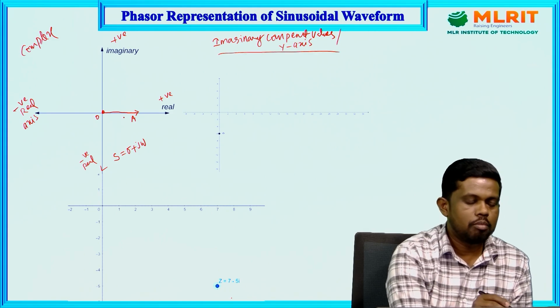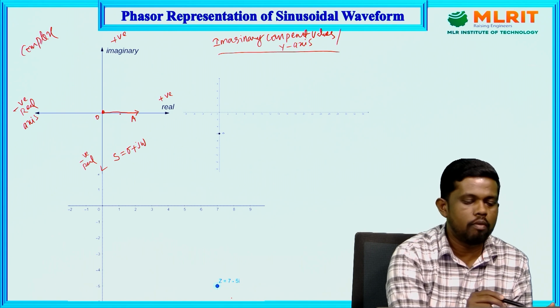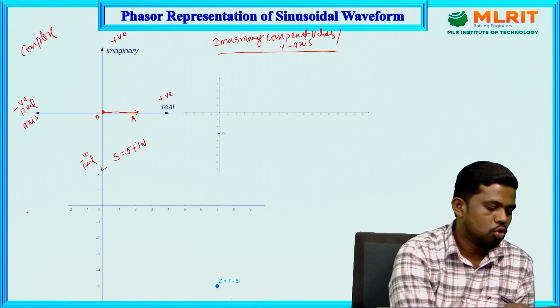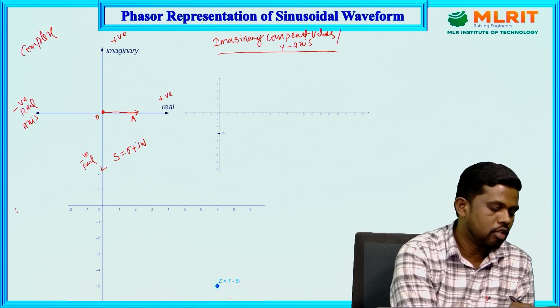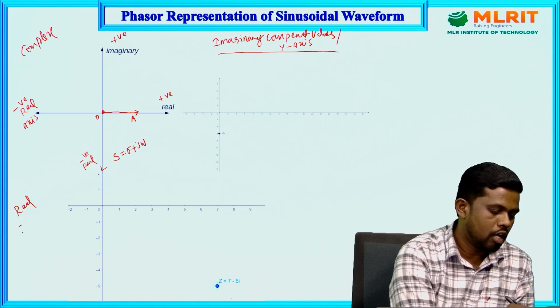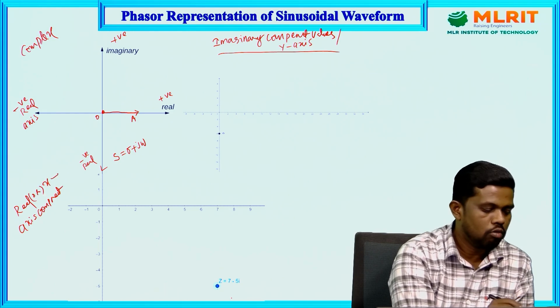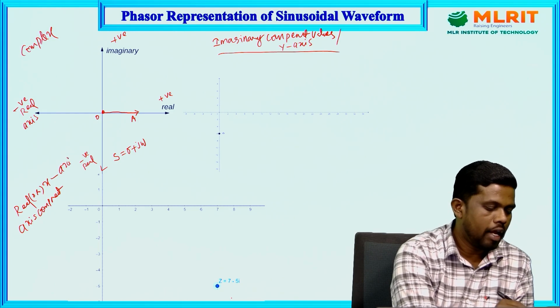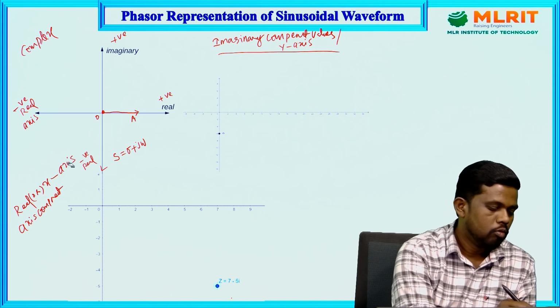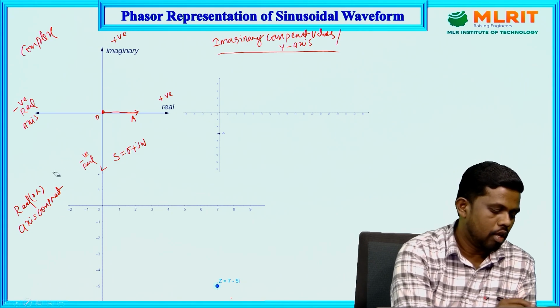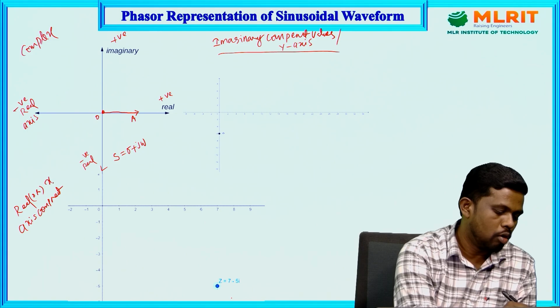The projection of this vector, that is the x and y-axis component values, in these two planes. So this one represents the real axis component value. The real axis we can also say is the x-axis component value.